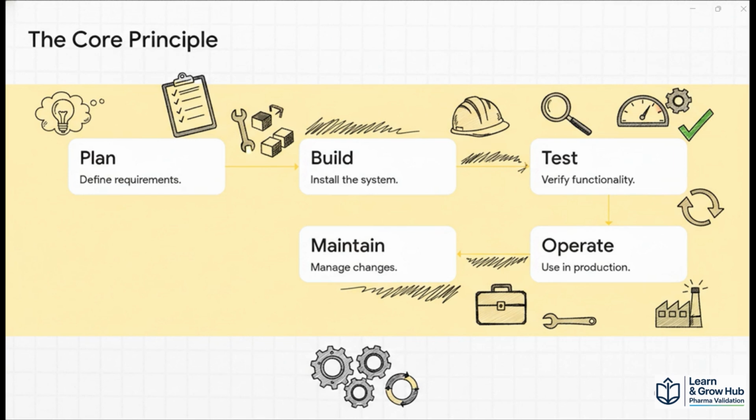The validation life cycle is a structured approach used in pharma to ensure that your equipment, utilities, and software like your PLC or SCADA are designed and maintained in a controlled way. Everything follows a simple principle. First, you plan, then you build, then you test, then you operate, and finally you maintain. Let us understand each of these steps in detail.